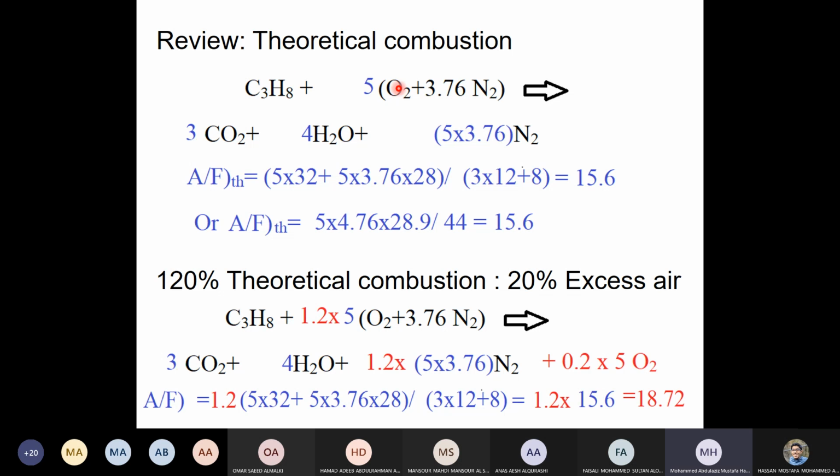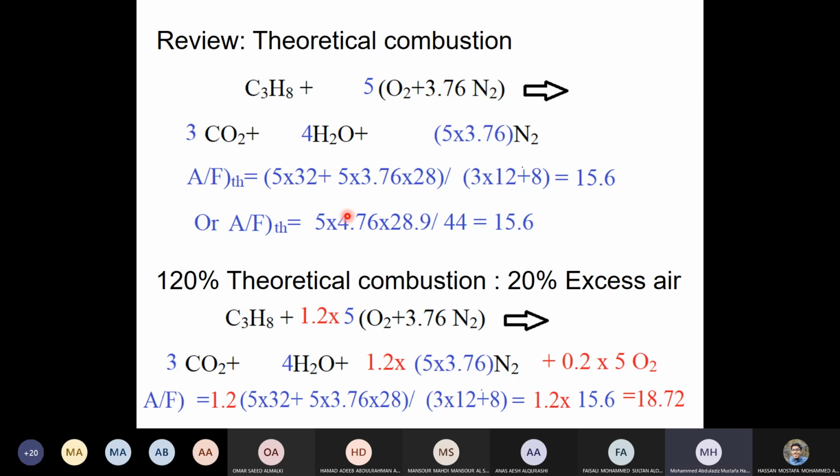So let me repeat this again, it's important. What's the number of moles here? 5 plus 5 multiplied by 3.76, or it is 5 multiplied by 4.76. So this is the number of moles of air. Divided by this, it will give me the theoretical air to fuel ratio on a mole basis. On a mass basis, because most of the time they will ask you for the mass basis, it's 5 by 32 plus 5 by 3.76.